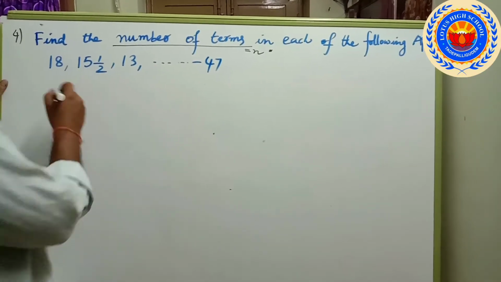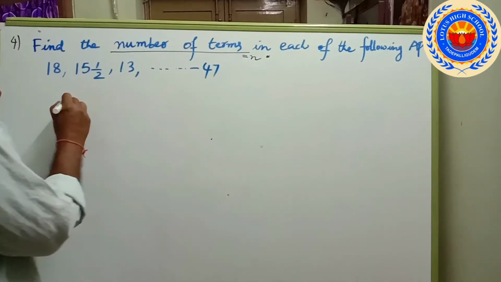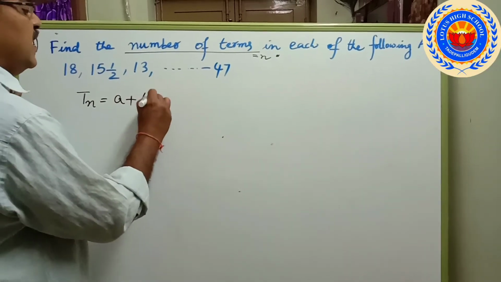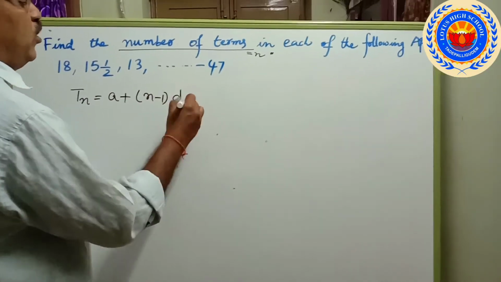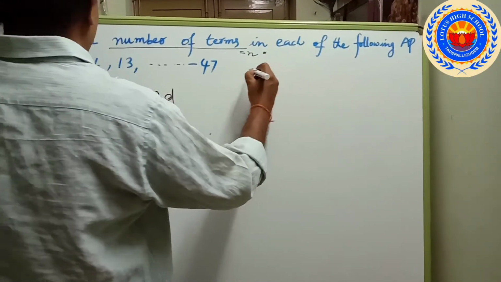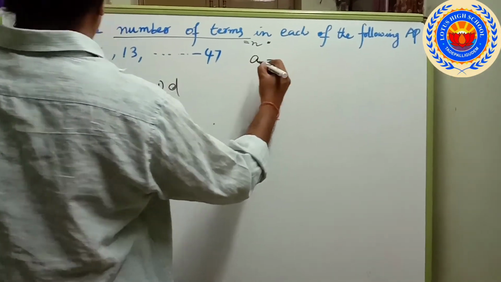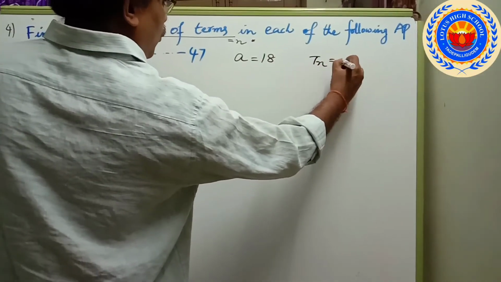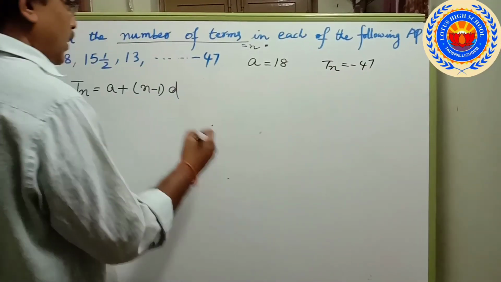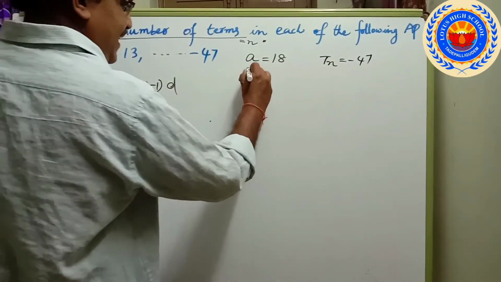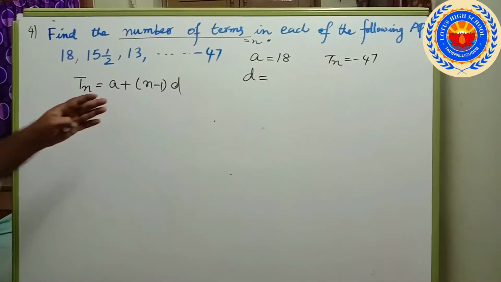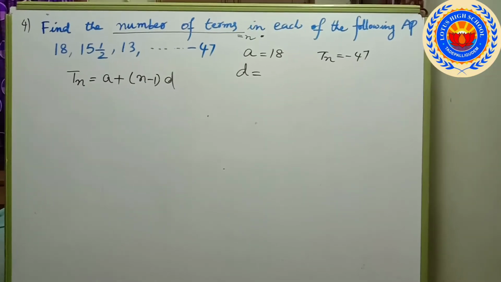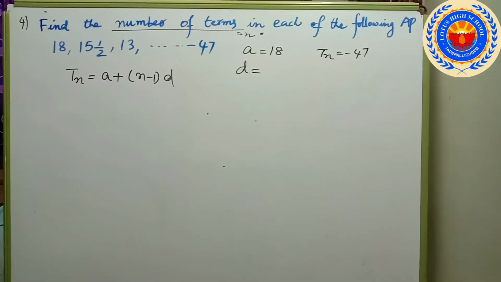So in this AP, again for this also we are using the same formula: Tn is equal to a plus n minus 1 into d. First, a is equal to 18. Tn is equal to minus 47. For d, this question was given in CBSE 2015. It is HOTS, higher order thinking skills.